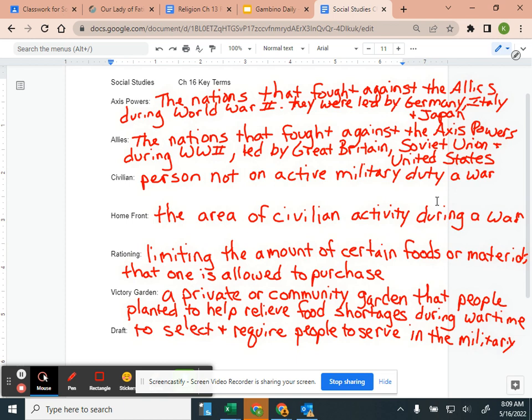Germany and Italy wanted to take control of Europe, and Japan wanted to take control of the Pacific Ocean area. So all of those Asian islands. So they joined in 1940.